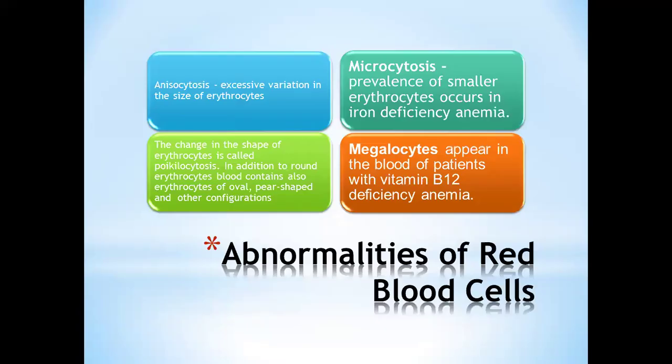Abnormalities of red blood cells. Anisocytosis is excessive variation in the size of erythrocytes. The change in the shape of erythrocytes is called poikilocytosis. In addition to round erythrocytes, blood also contains erythrocytes of oval, pear-shaped, and other configurations. Microcytosis, a prevalence of smaller erythrocytes, occurs in iron deficiency anemia. Megalocytes appear in the blood of patients with vitamin B12 deficiency anemia.